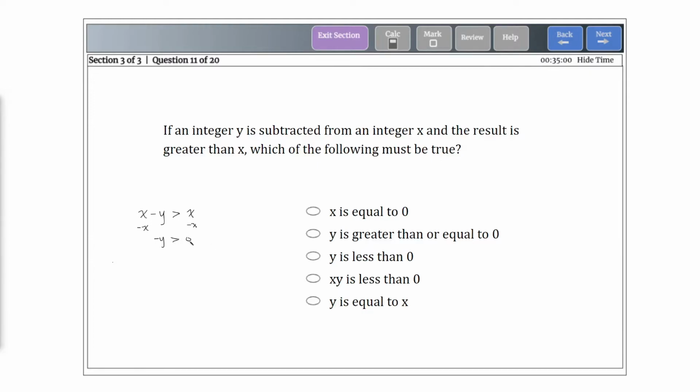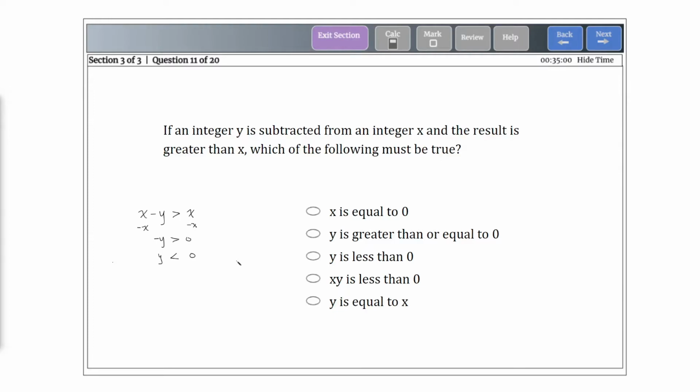And if negative y is greater than 0, we could either move the y to the other side, or we could multiply both sides by negative 1. So let's maybe do that. If we multiply both sides by a negative, we end up with y on this side, 0 stays the same, and the rule of inequalities is that the sign will flip. So therefore, we can prove that y must be less than 0.